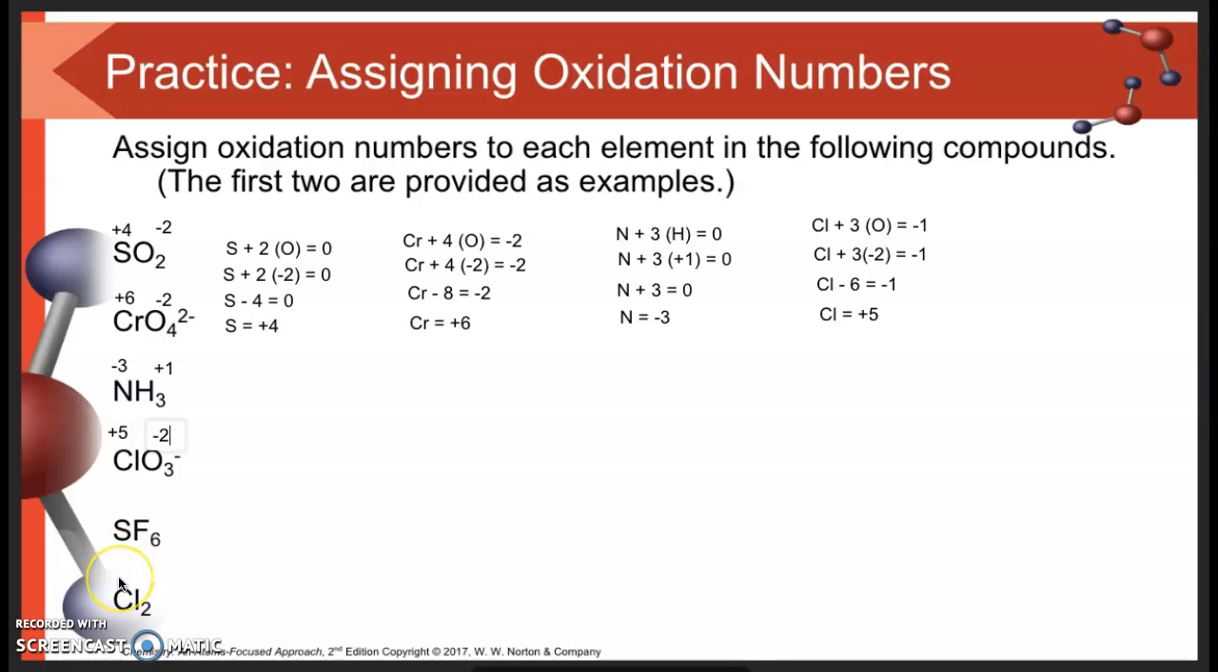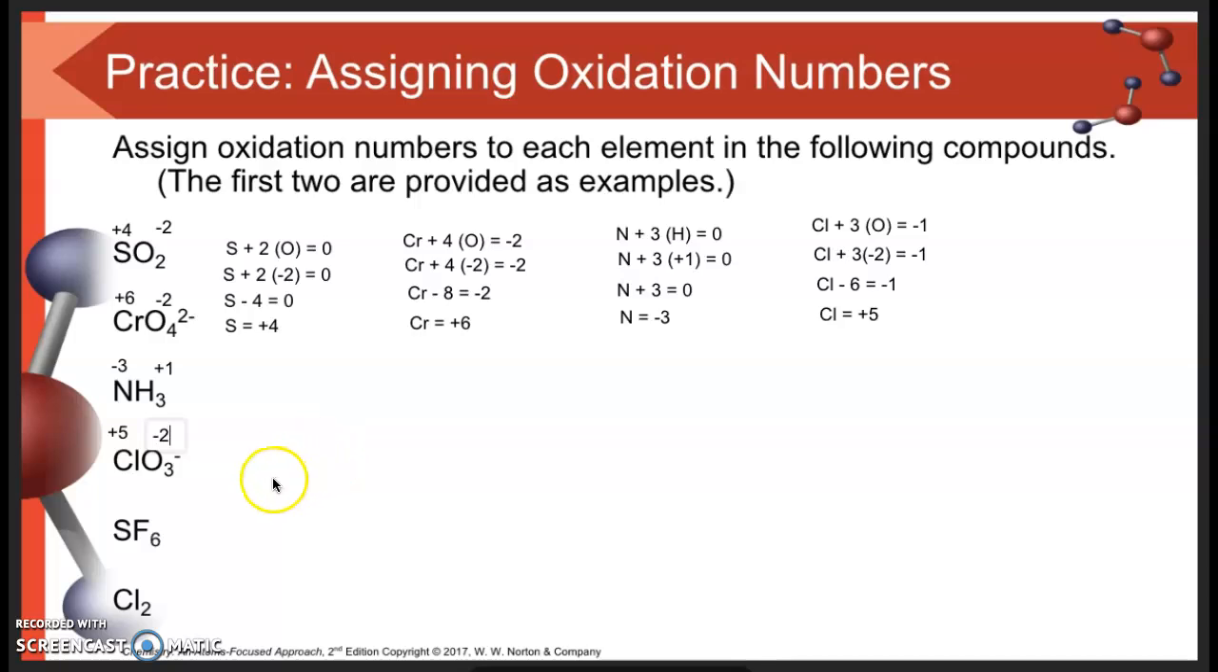Okay, so take a couple of seconds here, pause the video, and try to figure out the last two example problems here, the sulfur hexafluoride and the chlorine molecule. And then I'll come back in a couple of seconds and we'll see how you did.